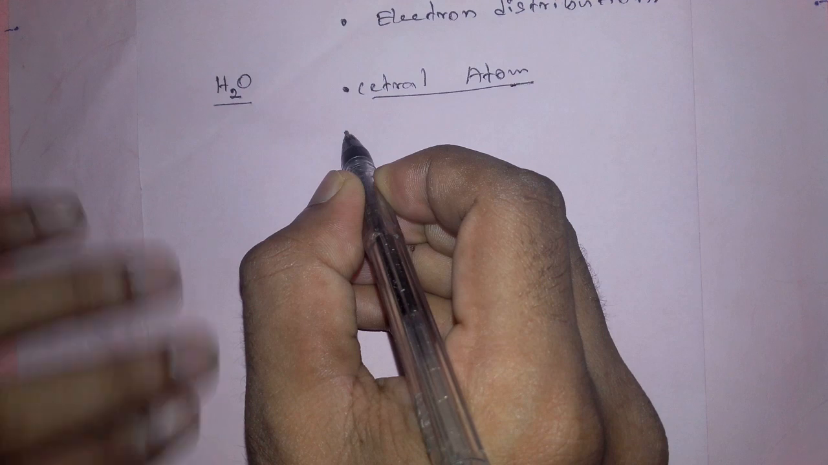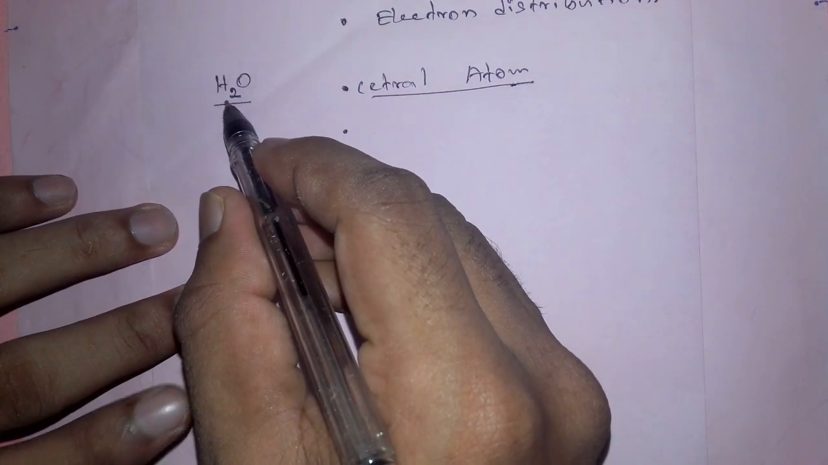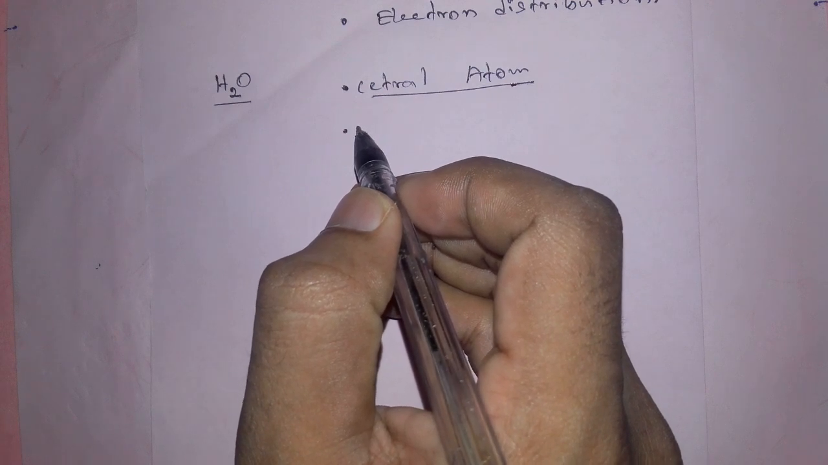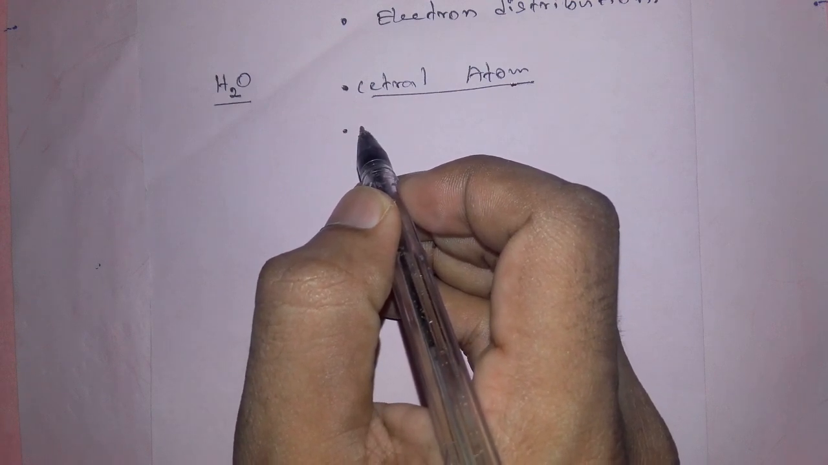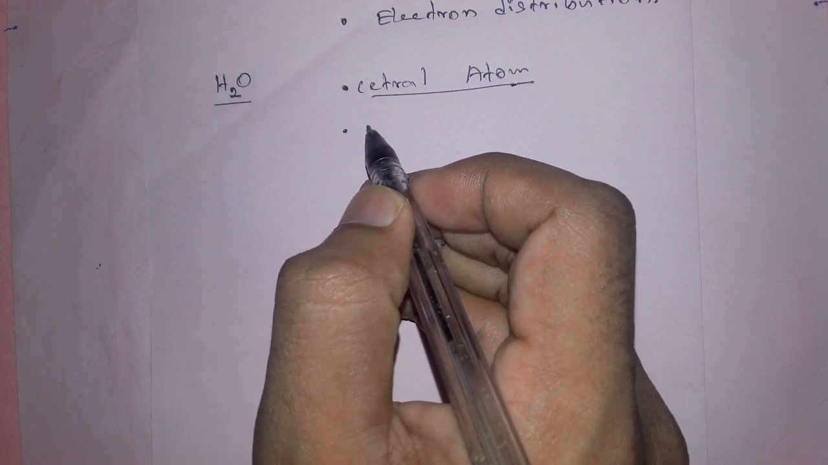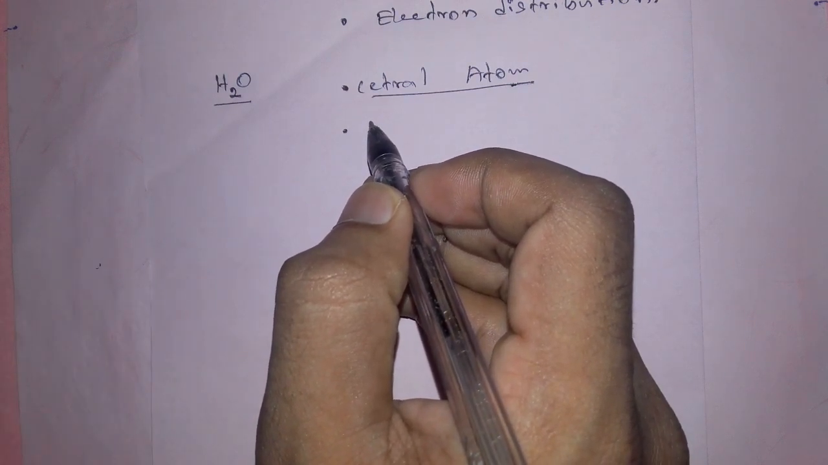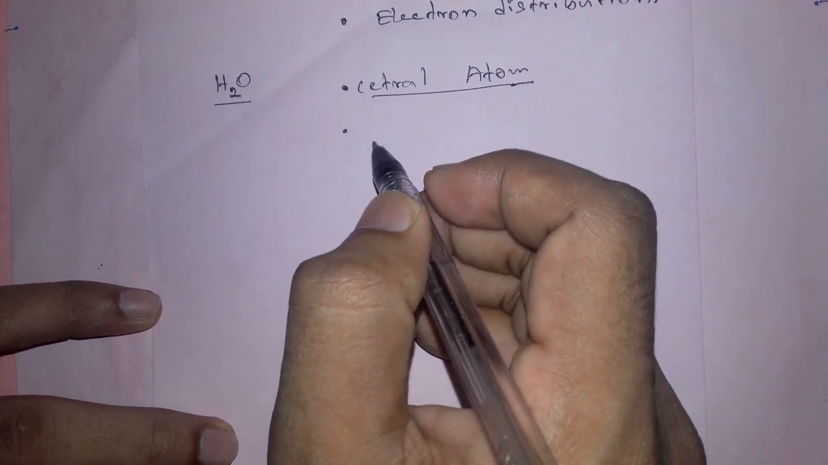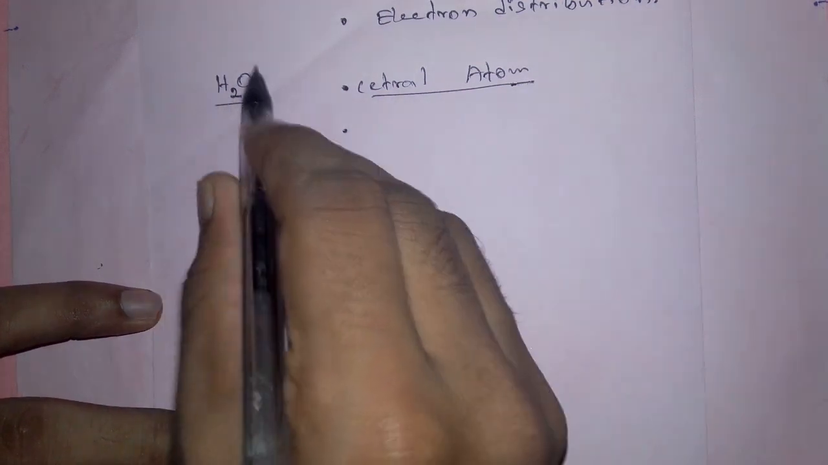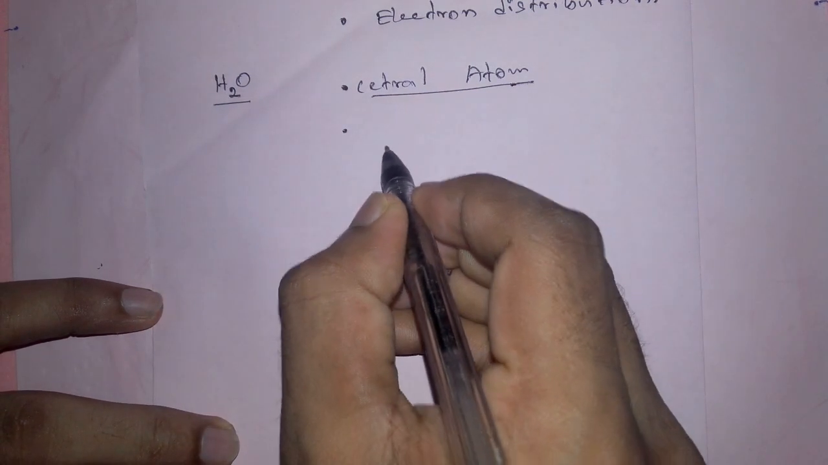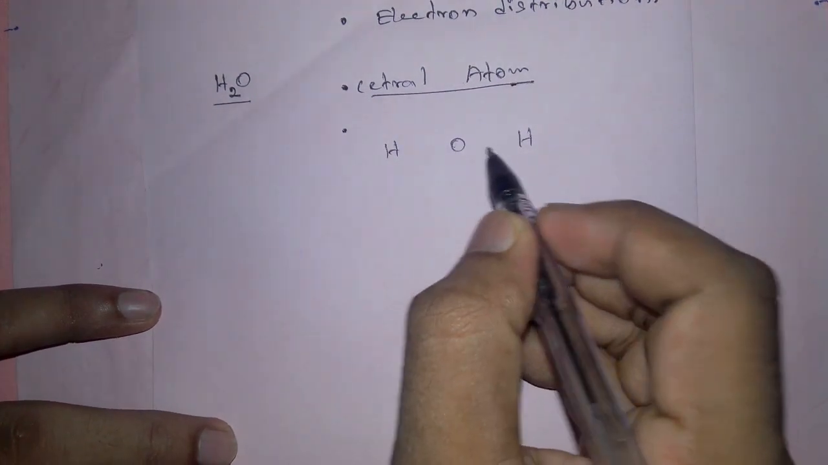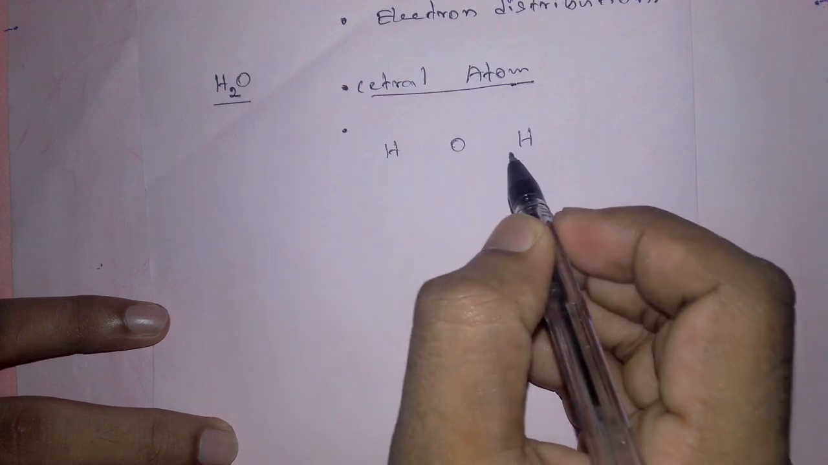And the other point is hydrogen or fluorine never become a central atom because they always form single bonds. They never form a central atom in a molecule or an ion. So here oxygen should be the central atom. Then I am going to draw a sketch of this water molecule like this, with oxygen as the central atom.